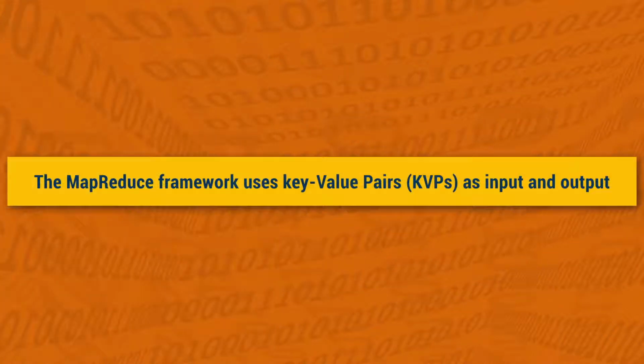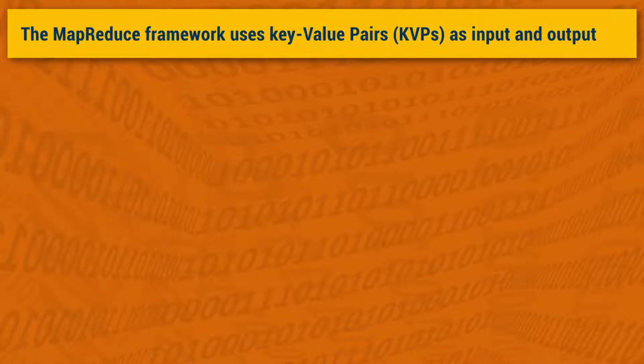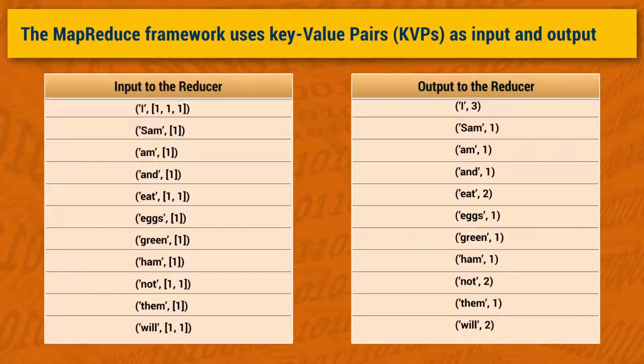We have just seen that the MapReduce framework uses key value pairs, KVPs, as input and output. Whatever the data, the map function extracts its characteristics of interest and presents them in the KVP format. A map worker generates a key value pair for the data it extracts. The map function extracts and presents relevant data in the KVP format. The reduce function then receives this KVP list as an input and generates another KVP list as an output.